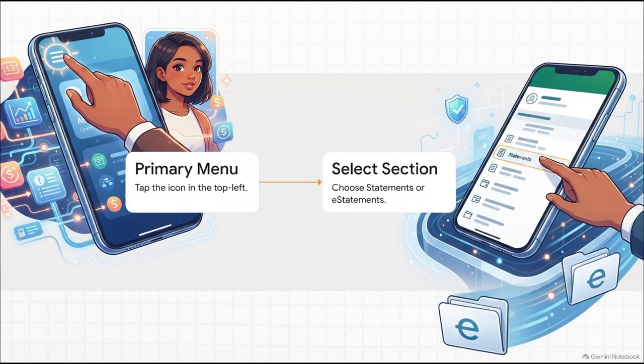And if you're on the mobile app, navigating is just as seamless. Step 1. Open the primary menu by tapping that little icon right up in the top left corner of your screen. Step 2. Just tap the Statements or e-Statements section from that menu list. Boom! Both user bases are fully supported with clean, straightforward pathways.